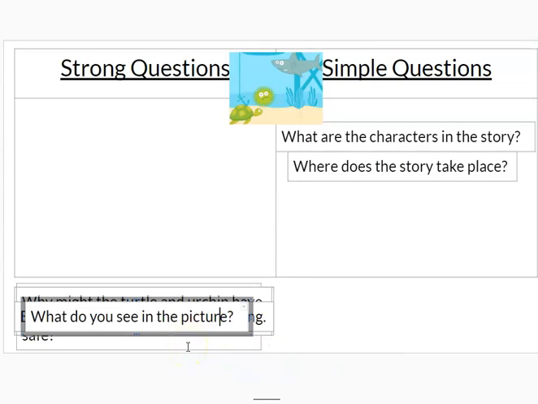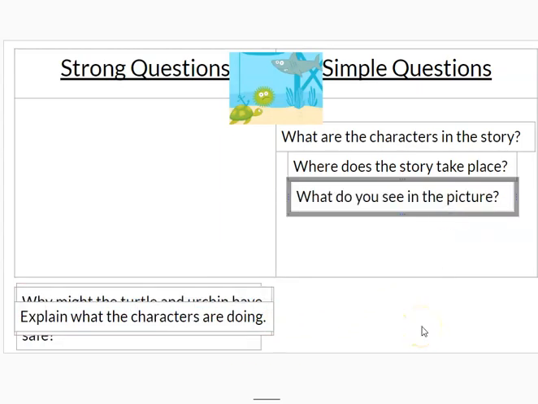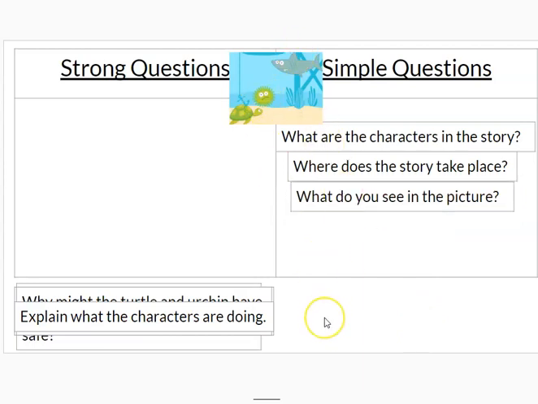Question number 3. What do you see in the picture? Is this a strong question or a simple question? Pause the video. What do you see in the picture is a simple question. I can look at the picture, just like in the definition of a simple question, and tell you the answer to the question.